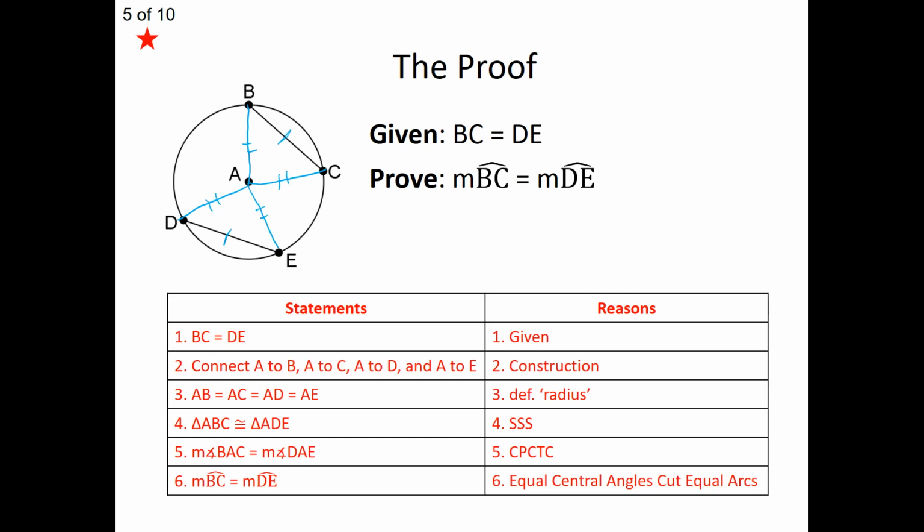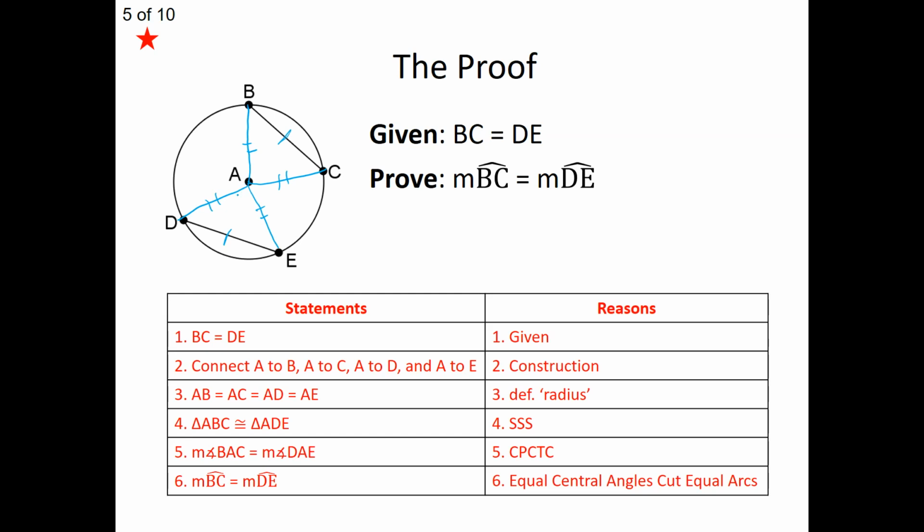In other words, all three sides of one triangle are now equal to all three sides of the other. What that leads us to say is that triangle ABC and triangle ADE are congruent to each other. That's what we see there in step 4. What that means now with our congruent triangles is that all their corresponding angles must be equal.